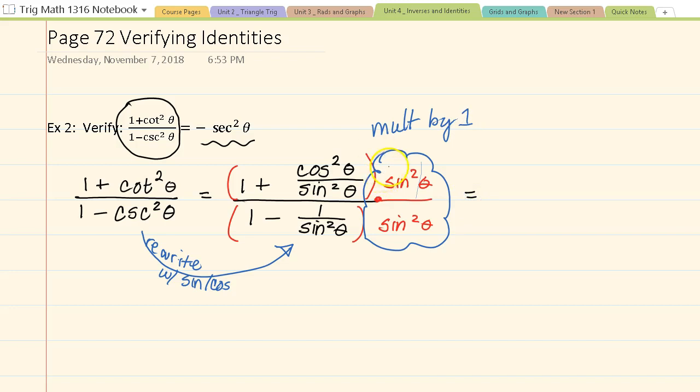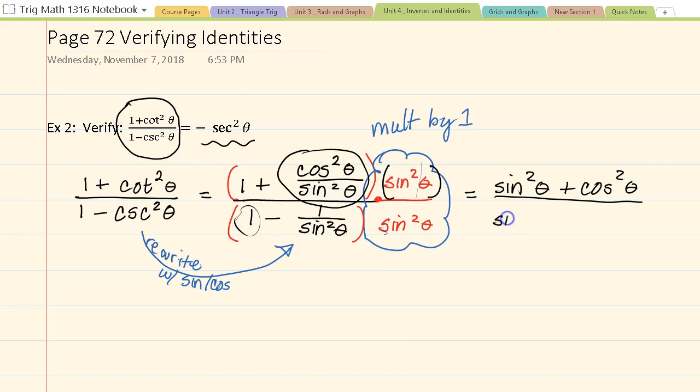So now I'm going to do the distributive property. Sine squared theta times 1 is sine squared theta. And sine squared theta times this fraction right here is going to give me plus cosine squared of theta. At the bottom, I'm going to multiply sine squared times 1, so I get sine squared of theta. And then I'm going to multiply sine squared times this guy, and I'm going to have minus 1. Alright, so we've done that. Now let's use some of our identities. This one should stand out. We know that that's equal to 1.